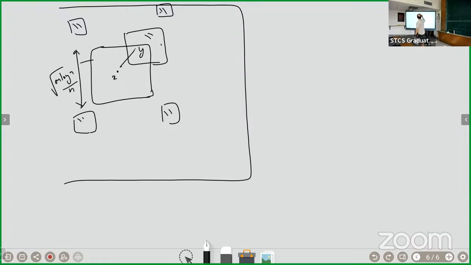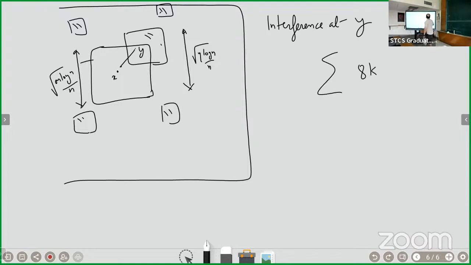Square root eta log n minus m square root m log. Does the interference converge? There are so many of them, right? How many of them? So what is the interference in y? How much is it? Summation, 8 times. Sure. Right.